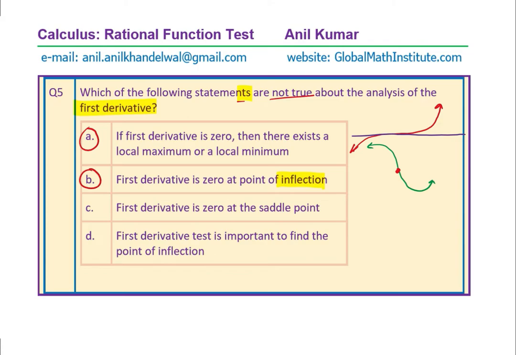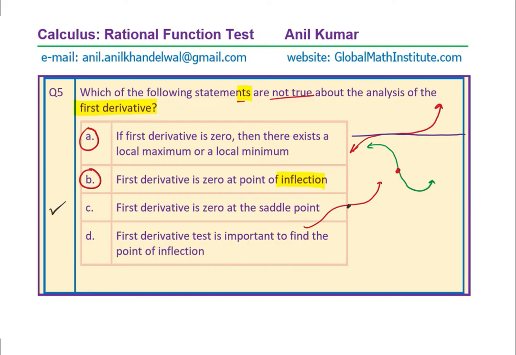C. The first derivative is 0 at a saddle point. A saddle point is a point where something like this happens. Do you see that saddle point? The saddle point is kind of like a horseback when you sit on it, right? So this is correct. The first derivative is 0 here. So this statement is correct.